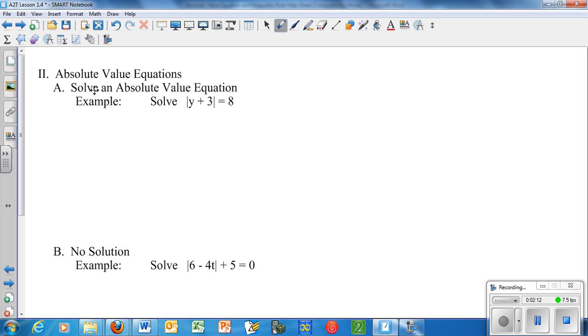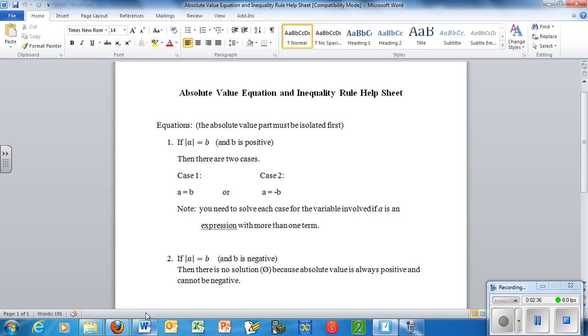Now we get into solving absolute value equations. This first one here is the absolute value of y plus 3 is equal to 8. The first thing you need to know about absolute value equations is you need to isolate the absolute value. So we have a help sheet we've developed for you, and I'll bring that up now and show you how to use it.